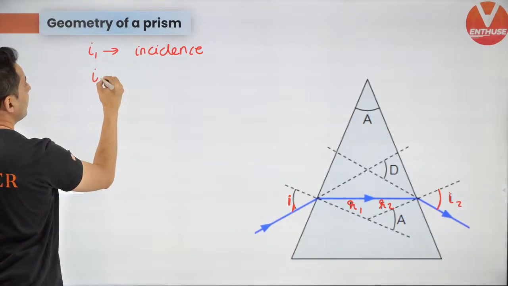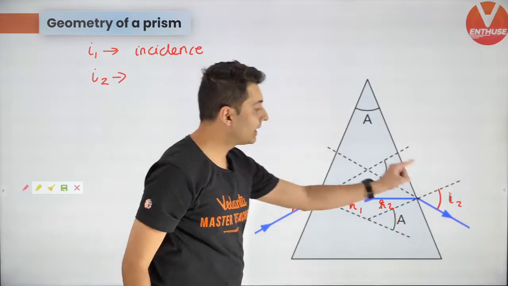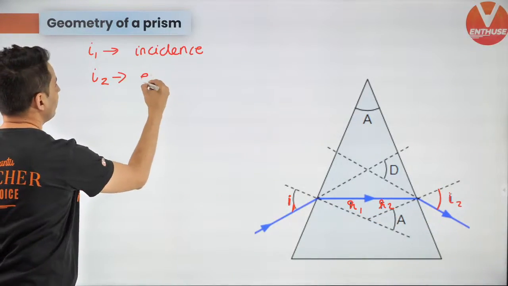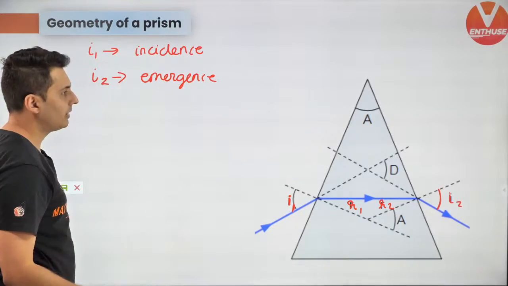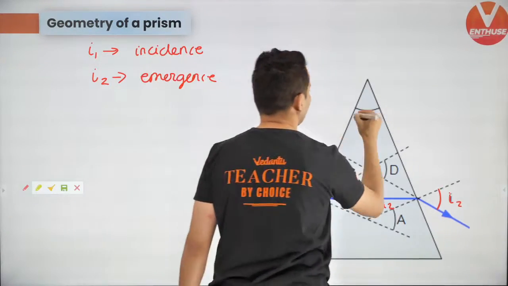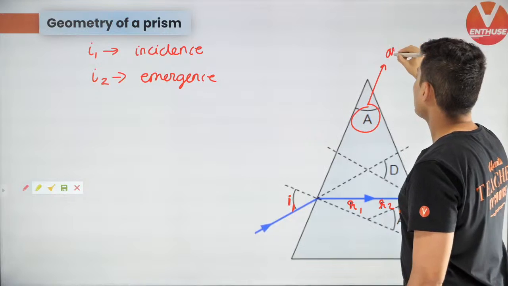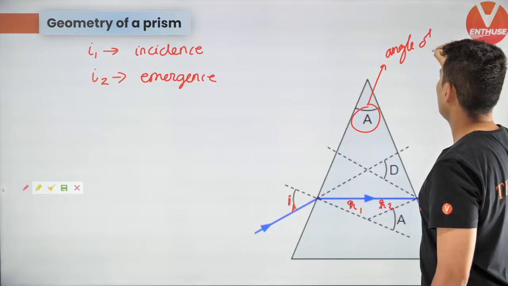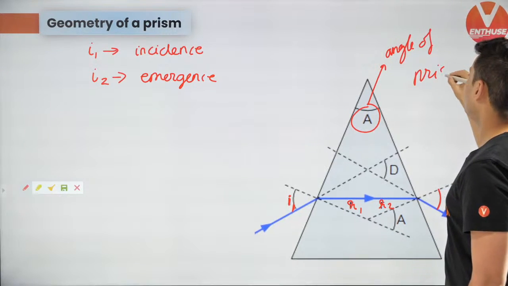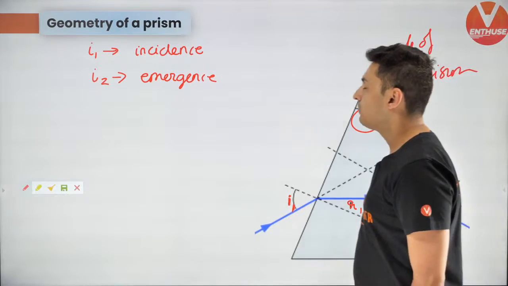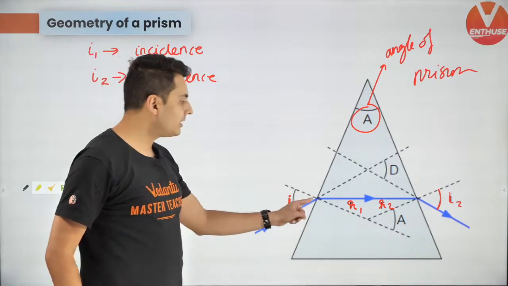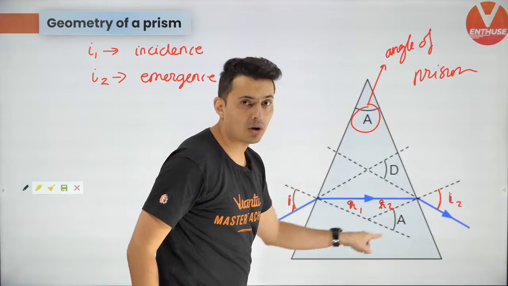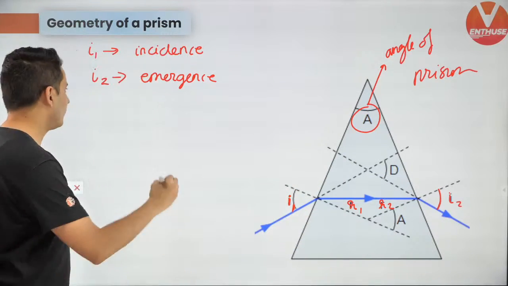This angle I2, which comes over here, is called the angle of emergence, because the light ray is emerging from there. And this angle A is called the angle of the prism. That's very important. Snell's law is obeyed here also and here also. If you draw normals, you can see Snell's law will be obeyed.